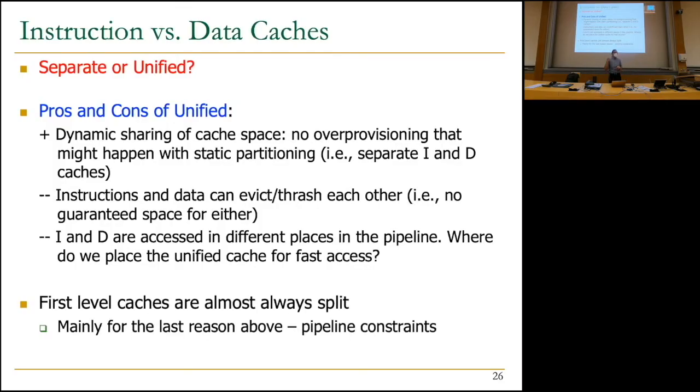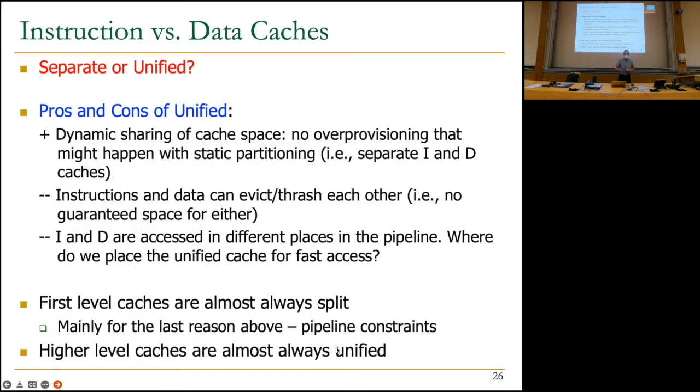So basically, as a result of especially the last one over here, the other ones are important, but this last one is the key thing that constrains the design decision. First level caches, L1 caches, are almost always split because of the pipeline constraints.